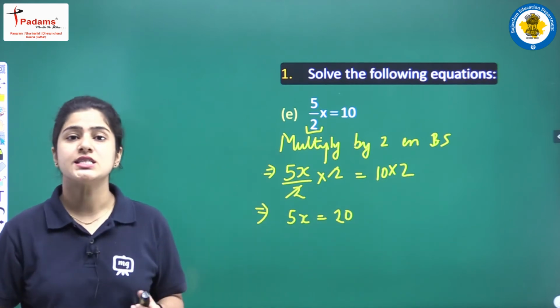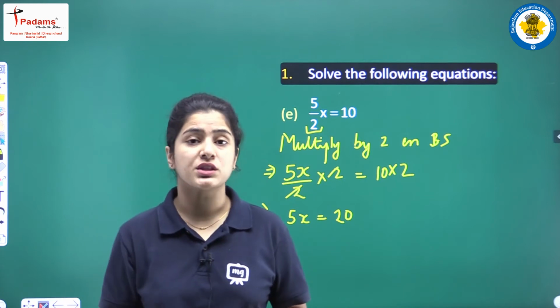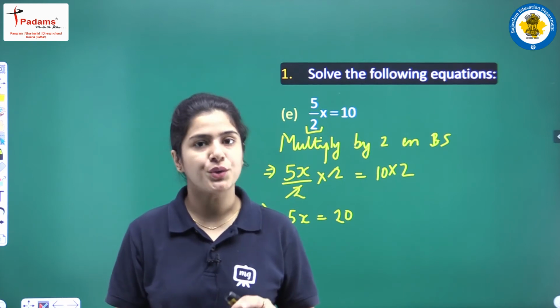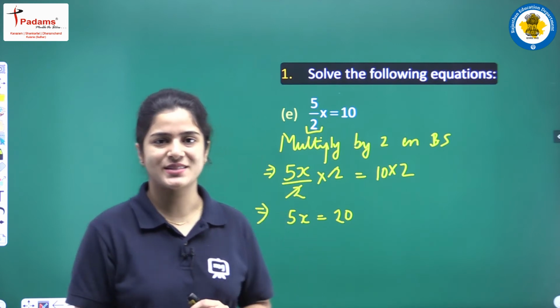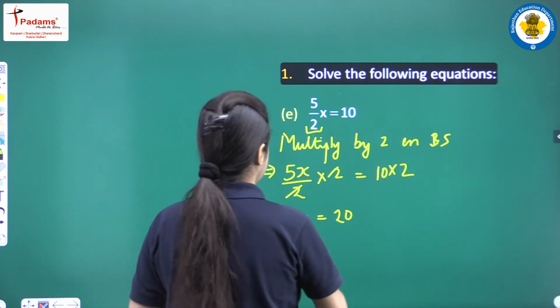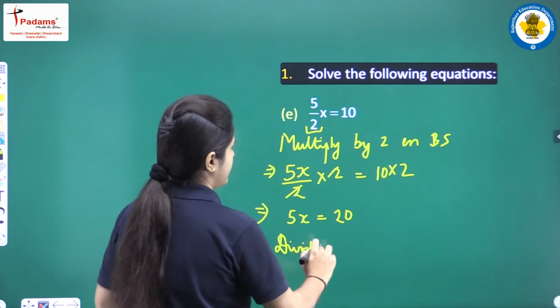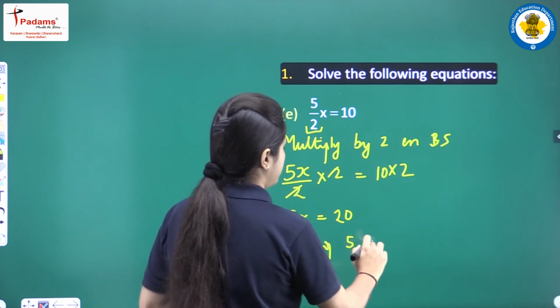Now have a look students, 5 is in multiplication with the variable, right? So if you want to eliminate the 5, you have to divide by 5 on both the sides. Okay students, so dividing 5 on both sides.